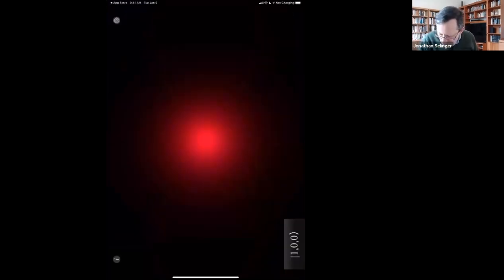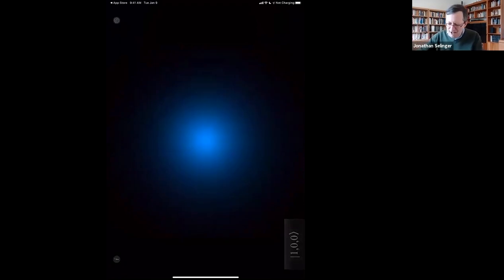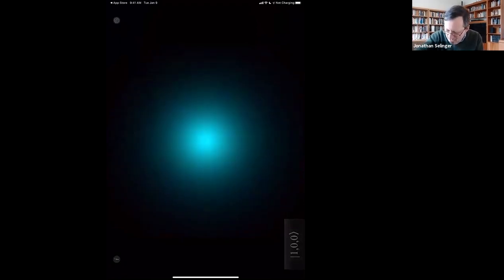So here, look at this app. Oh no, it's tilted. How do I make it not be tilted? Well, all right, it doesn't really matter which side of the hydrogen atom is up. It's just that there's a ket which is tilted and you have to turn your head like this to look at it.